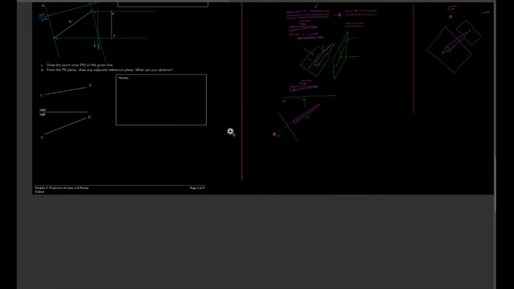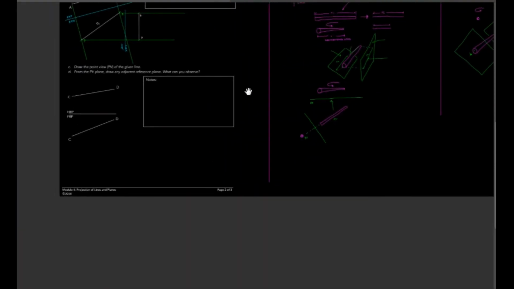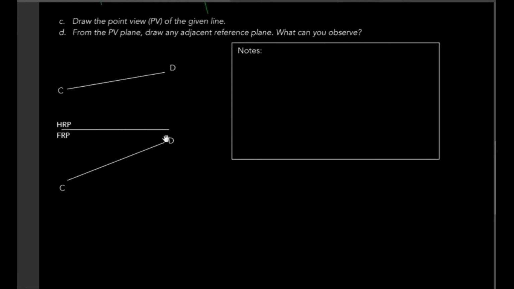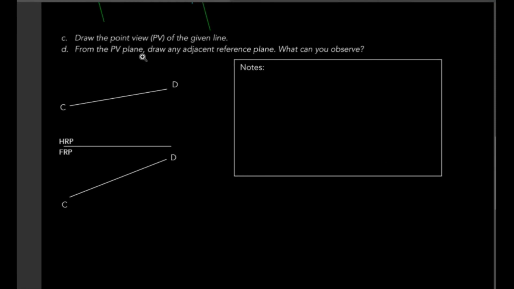Okay, so let's try it in our module now. So we have this one. We need to draw the point view of this given line.